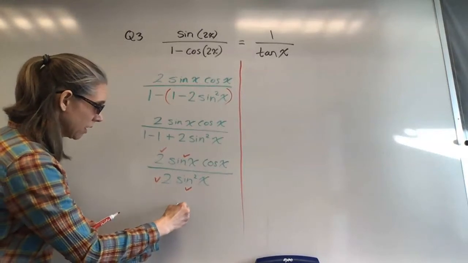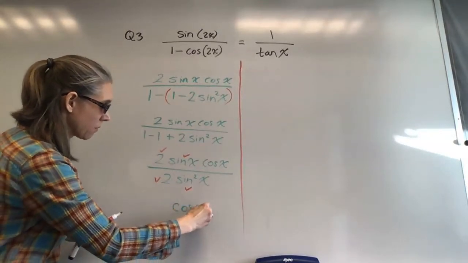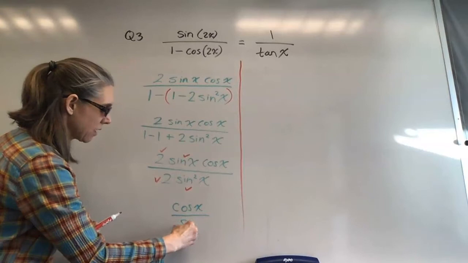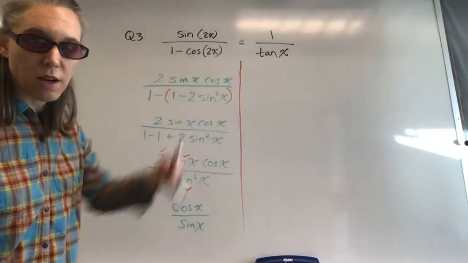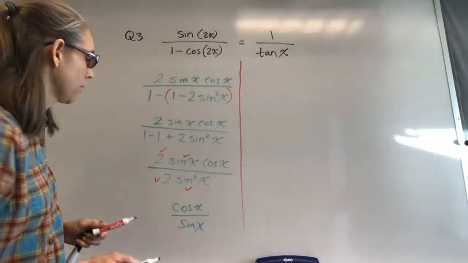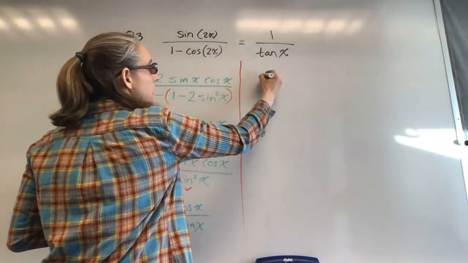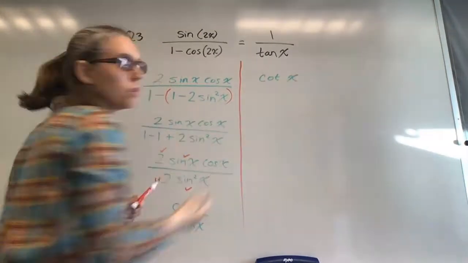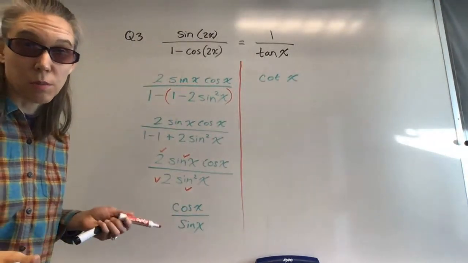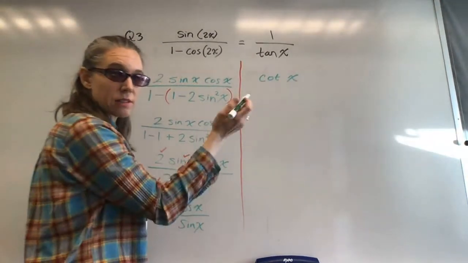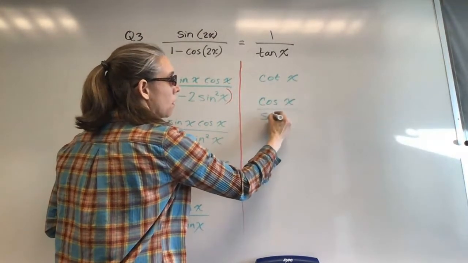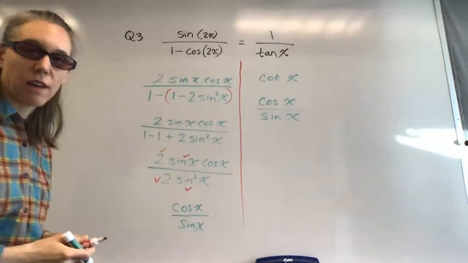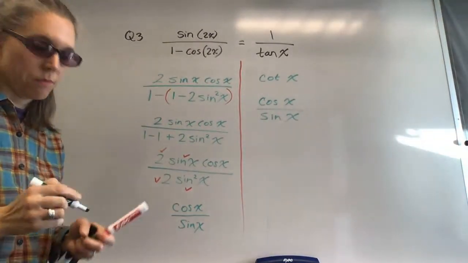So then this is going to leave me with cosine x over sine x. Now I've run out of space on this side, so I'll go ahead and just change what's on this side. 1 over tan x can be replaced with cotangent x, because they are reciprocal functions. And then I can replace cotangent x with cosine x over sine x. So you see that I have verified this identity.